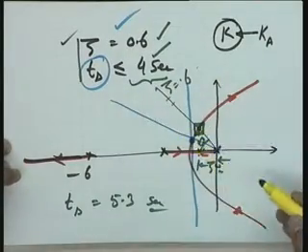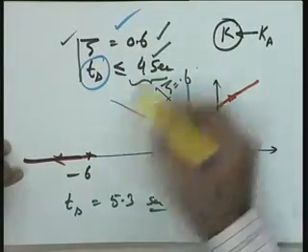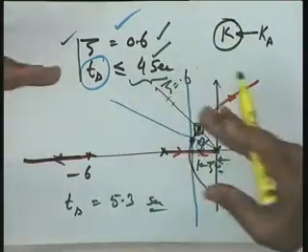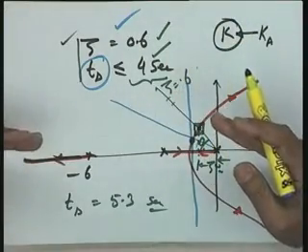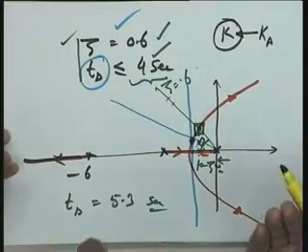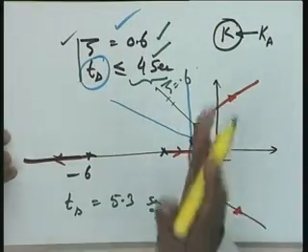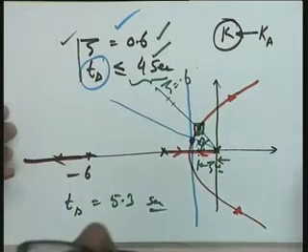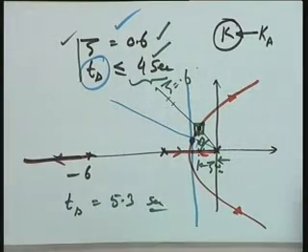Join this line to the origin, get this angle and see whether your zeta is close to 0.6 or not. So, you see that if zeta or Ts requirement is given, you can either first set the value of zeta and get an amplifier gain or root locus gain, or you can draw a vertical line to get the value of the root locus gain to satisfy the settling time requirement.